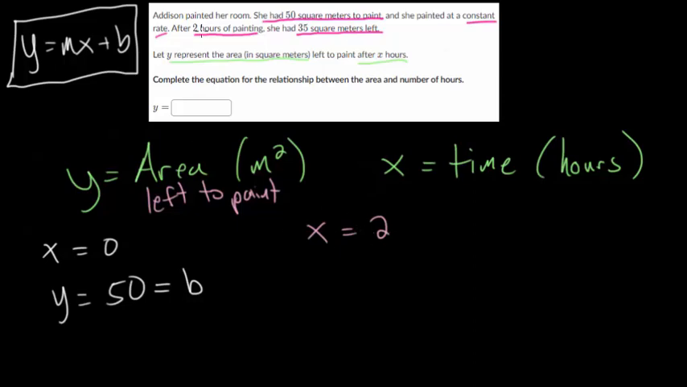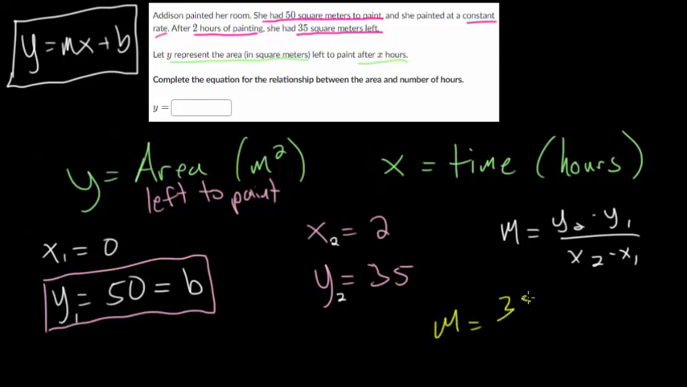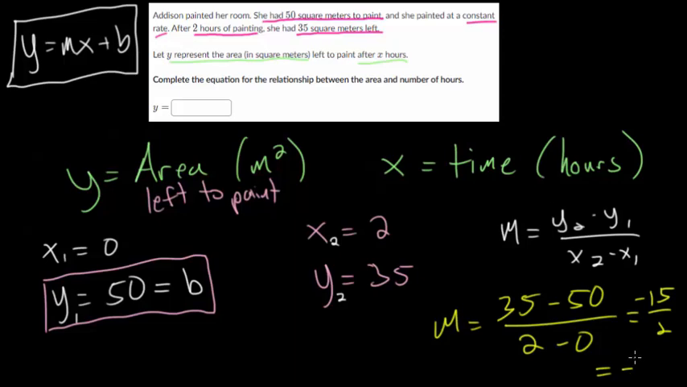So back to this data point, after 2 hours of painting, she had 35 square meters left. So in this case, Y is 35. And we know B, but we don't know our slope. So that's what we have to find. And we'll use our slope formula. M is Y2 minus Y1 over X2 minus X1. So we plug in our numbers. This can be X2 and Y2. This can be X1 and Y1. So we get that M is Y2, so 35 minus Y1 of 50 over X2, which is 2, minus 0 for X1. So this would be minus 15 over 2. Or if you'd prefer, you can make it minus 7.5.